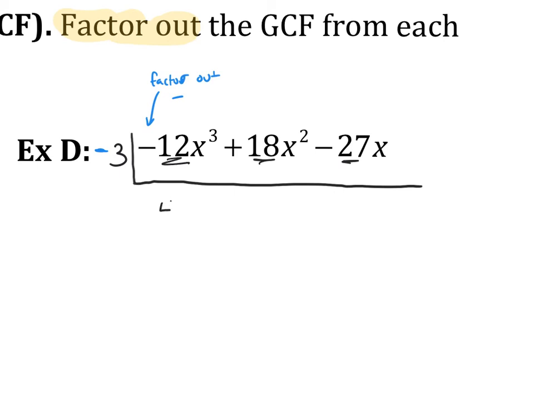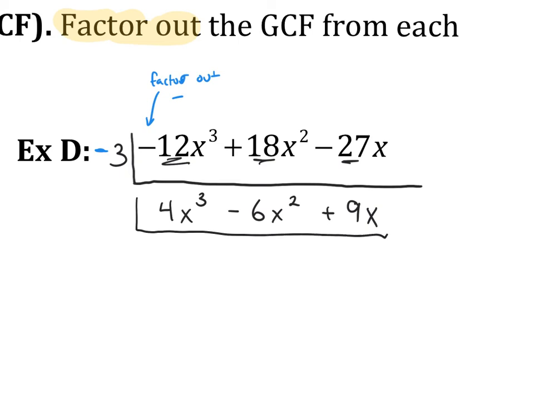I get a positive 4x cubed. I get a negative 6x squared. And here I get a negative, excuse me, positive now, 9x. So look at the 4, the 6, and the 9. There are no common factors between the 4, the 6, and the 9. So I'm done with that part. Notice the letters.